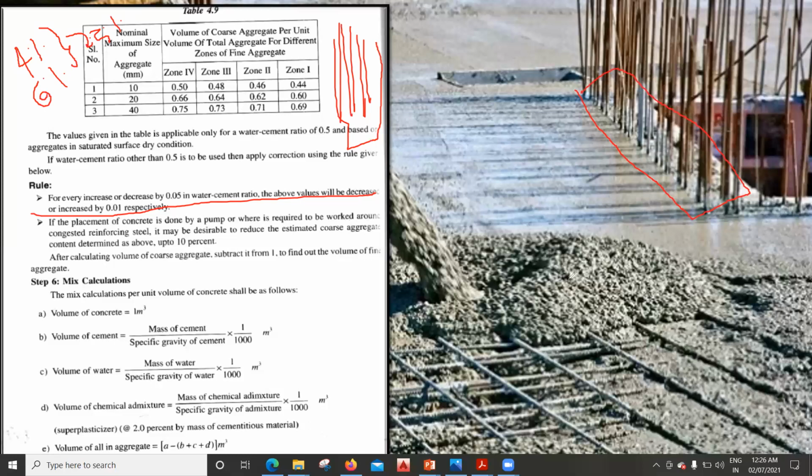Now if your concrete is a bit harsh, if it is not flowable, if it is not pumpable, then your coarse aggregate will not pass through this, right? So it will get stuck here. So if you want your concrete to pass through that, it has to be a very flowable concrete. That's what it's trying to tell us.